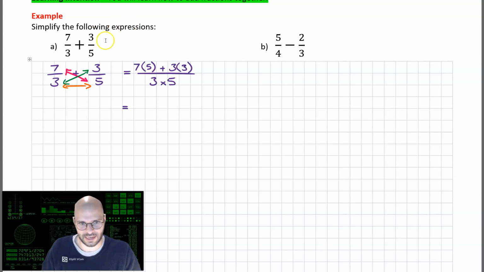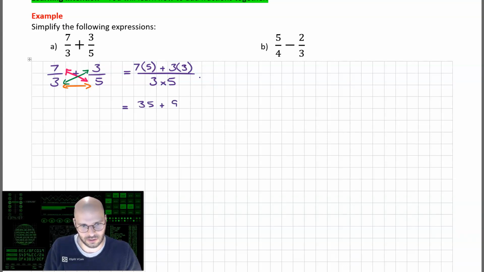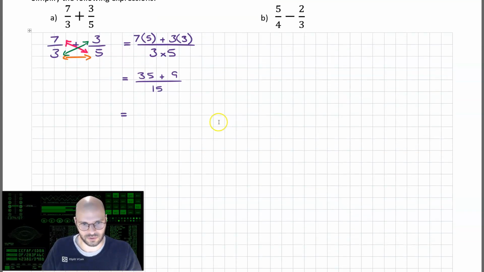Next, I have an expression upstairs and an expression downstairs. I simply need to evaluate these. I know 7 5s are 35. I put my plus, and 3 3s are 9. That's all over 3 by 5, which is 15. Continuing the simplification, 35 plus 9 is 44, and that's over 15.